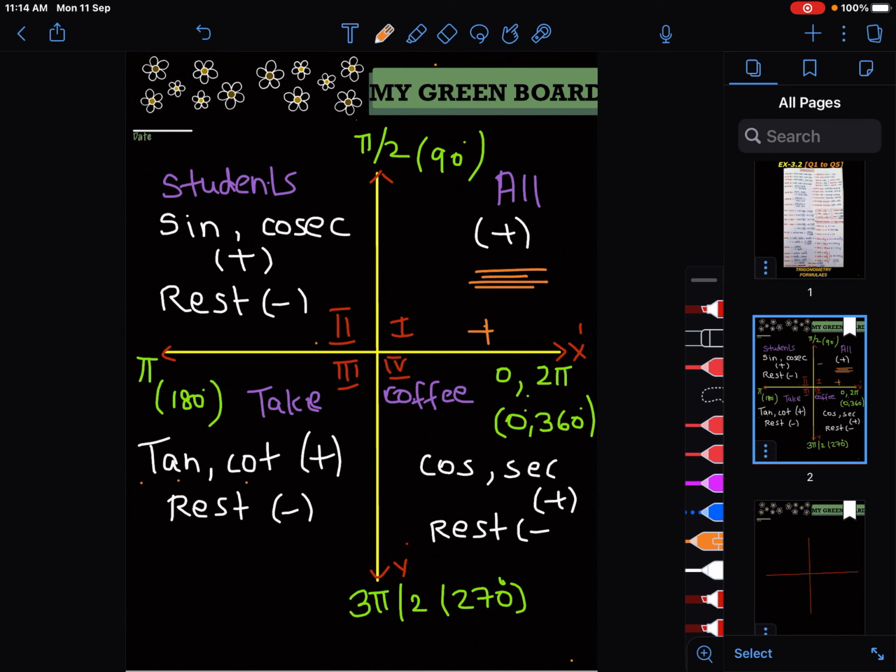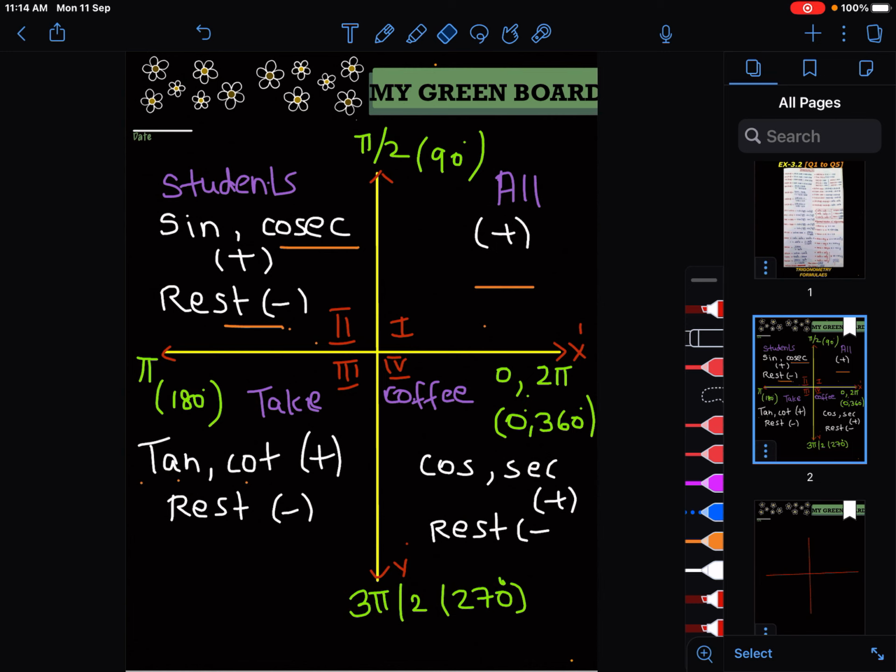In the second quadrant, only sine and cosec are positive, and the rest all will be negative. Now in the third quadrant you will have only tan and cot as positive, and the rest all will be negative. Now in the fourth quadrant you will be having cos and secant as positive, rest all will be negative.